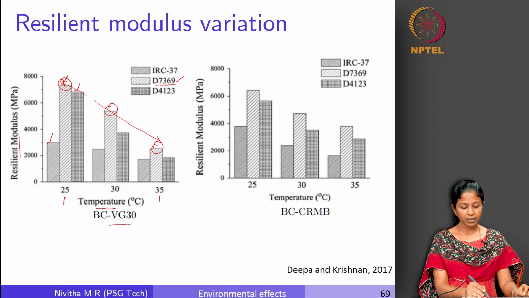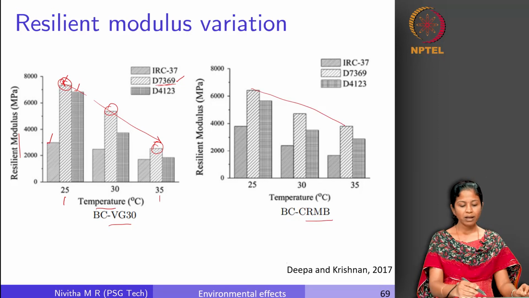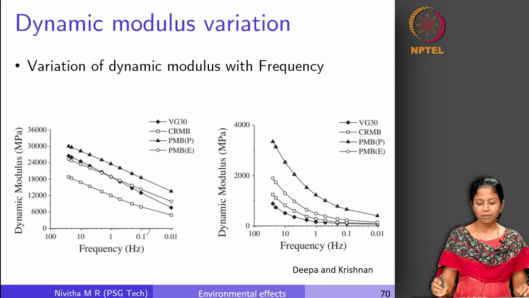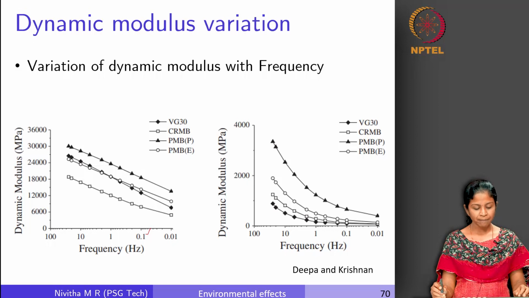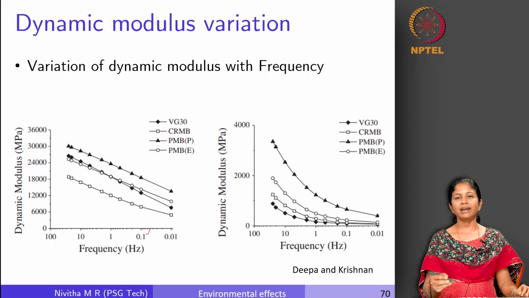So this is for a VG30 binder. We can see a similar variation for CRMB. Here the variation is relatively lower when we compare to the VG30 binder. Now we can see the dynamic modulus variation with frequency. Again, this is given for different binders and the frequency variation is given here. We can arrive at a similar plot for temperature variation also.